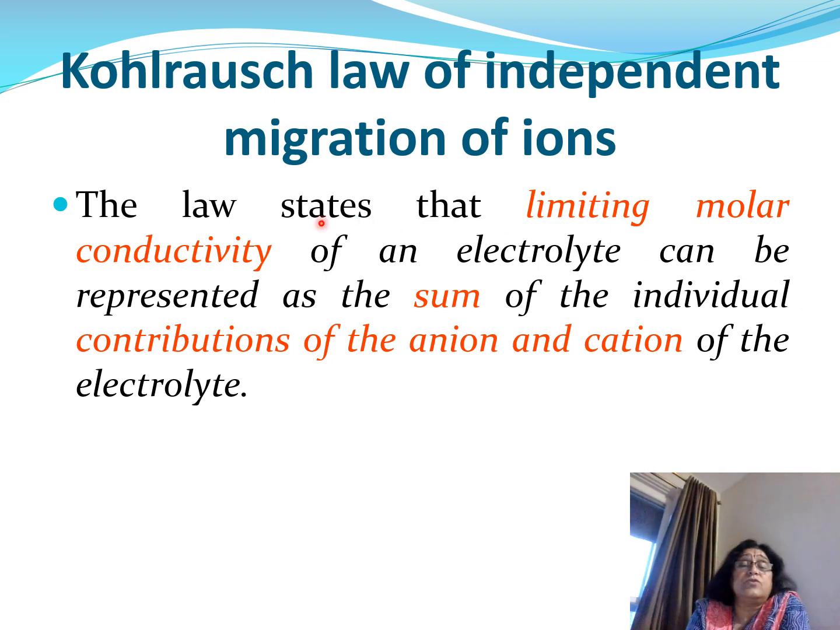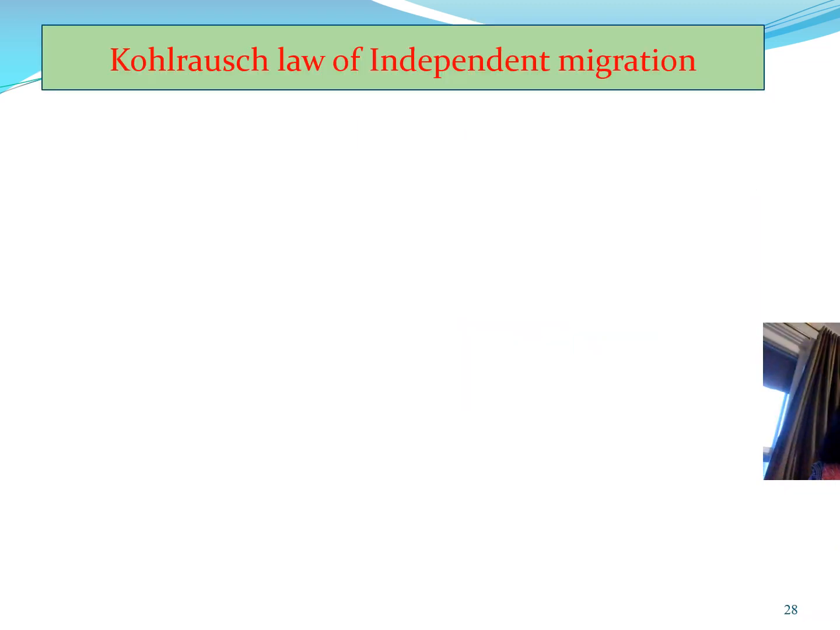Kohlrausch says that each ion contributes towards the conductivity. So the law states that the limiting molar conductivity of an electrolyte can be represented as a sum of the individual contributions of the anions and cations of the electrolyte. Let's say it's ammonium chloride. Ammonium chloride is made up of ammonium ion and chloride ion. So the molar conductivity of ammonium chloride will be equal to the ionic conductivity of ammonium ion plus the ionic conductivity of chloride ion at infinite dilution.